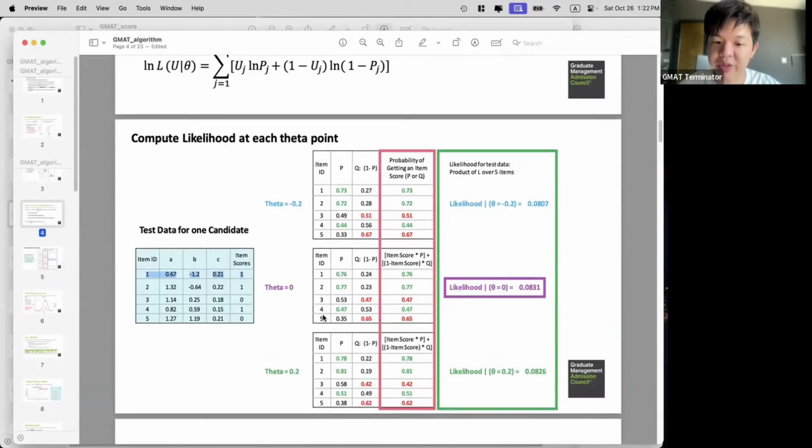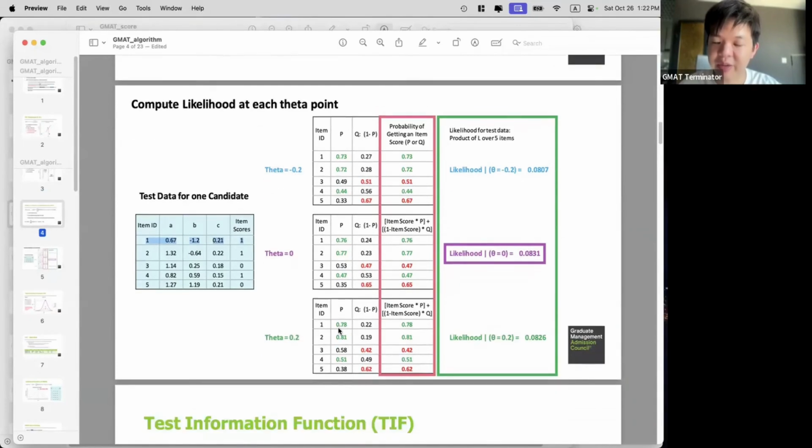For people with a score of 500, it's 0.76. And for 600, it's 0.78. Since you got it right, the most likely probability is this one, right? Okay, so here there's a 73% chance that your ability is minus 0.2. A 76% chance it's this ability and a 78% chance it's this ability.